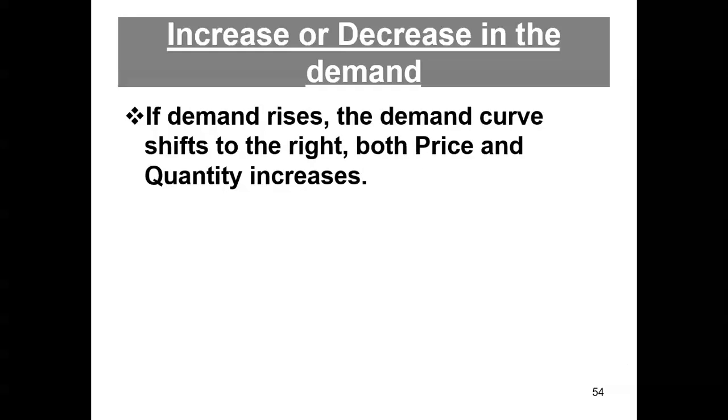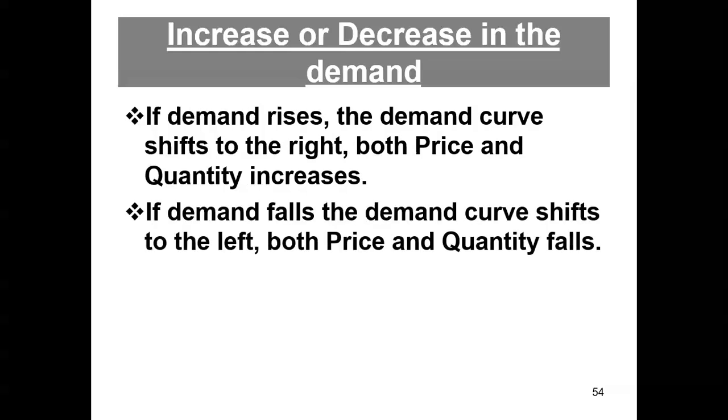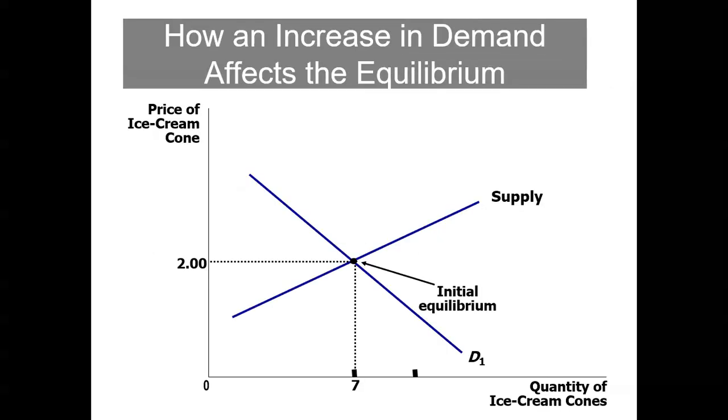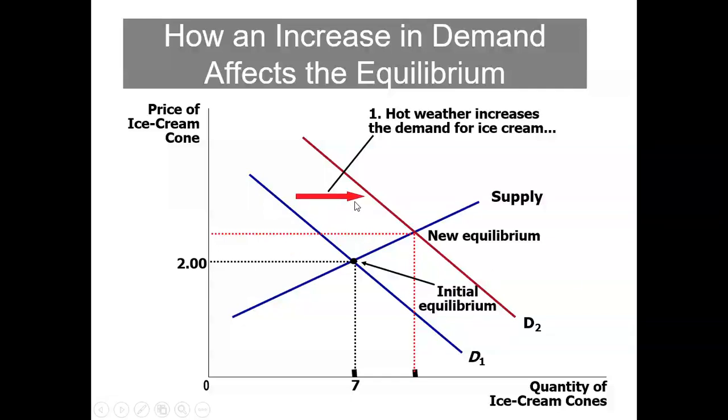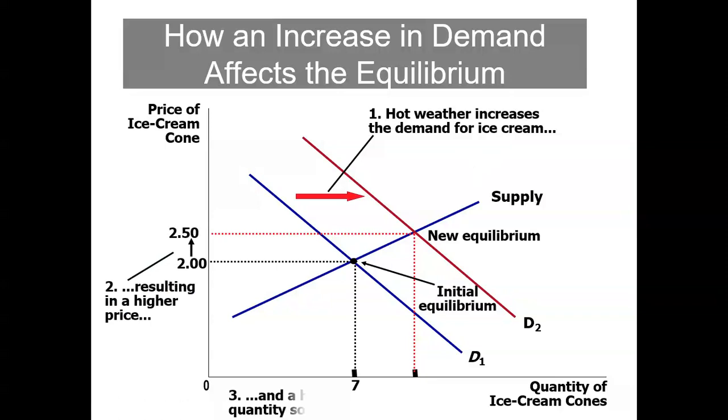Increasing or decreasing demand. If demand rises, the demand curve shifts to the right, and both price and quantity increase. If demand falls, the demand curve shifts to the left, and both price and quantity fall. Here I have given the first, initial equilibrium like this. Then hot weather increases the demand for ice cream, so it is increased, and the new equilibrium will be like this. Here the supply is constant, the demand increases because of weather changes, ice cream demand is increasing, so the new equilibrium is like this. So this is called an increase in demand affecting the equilibrium.